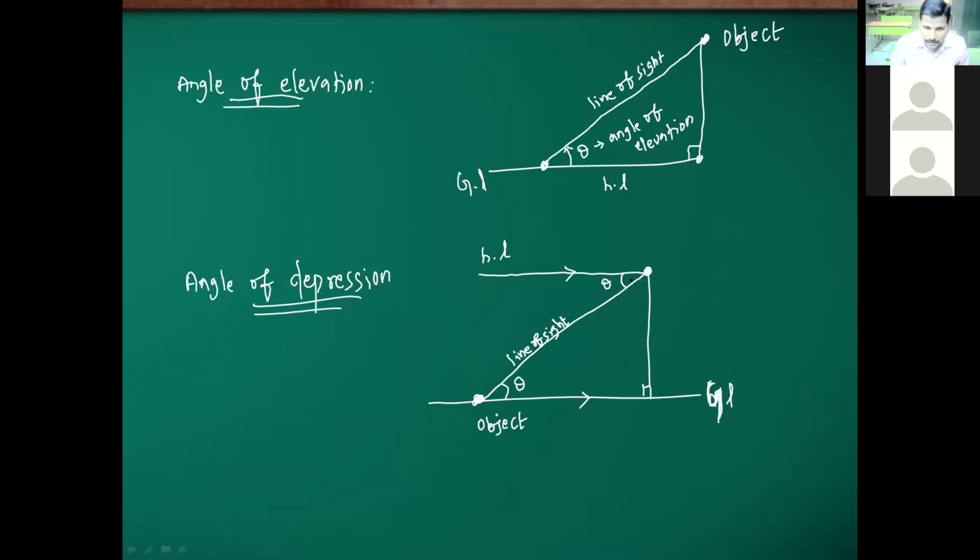And this line of sight will act like a transversal. Then definitely these two angles will be equal because of alternate interior angles. So these things also you should remember. Then, as well as what we followed in the angle of elevation, same thing we will follow, right?